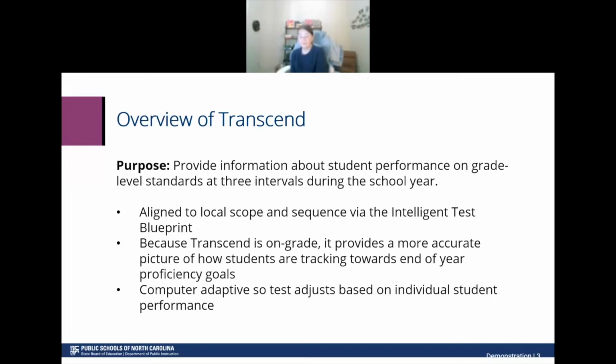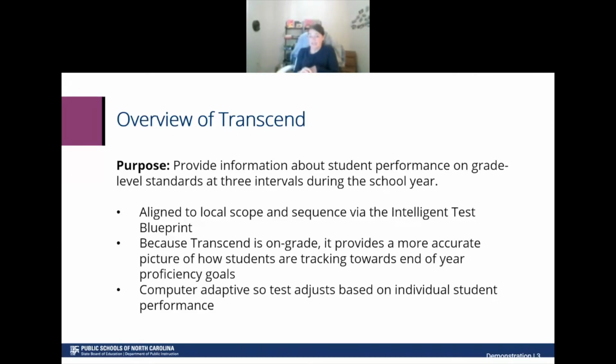It is aligned to the local scope and sequence defined by that intelligent test blueprint. That's one of the things that makes it unique from other interim assessment products that are out there. Most of the other interim assessment products follow a common blueprint, and it's usually more similar to what you would see at the very end of the year. Whereas because Transcend is aligned to the scope and sequence, we're really only evaluating the content standards that students have had the opportunity to learn.